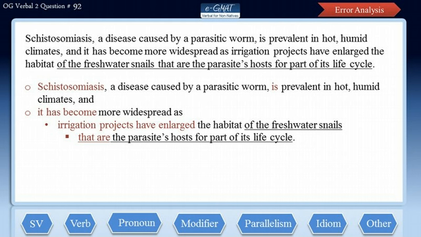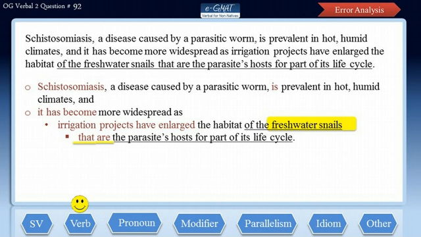Now, subject that stands for the freshwater snails, agrees in number as well as makes sense with the verb are. So we do not have any subject-verb pair error here. Also, this sentence provides general facts about the disease schistosomiasis and its cause. Hence, simple present tense are is correct. So we do not have any verb tense error as well.